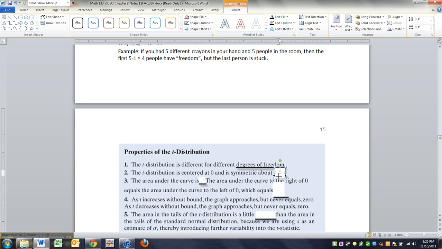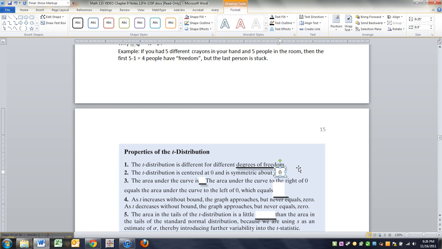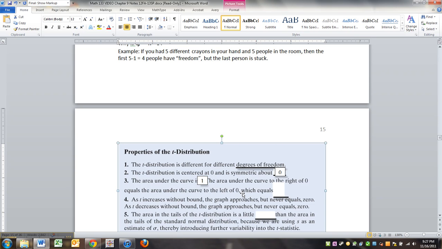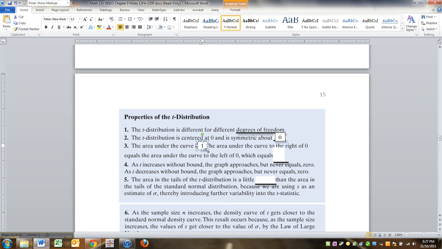Then the area under the curve. Well, the area under the entire curve has to be equal to 1, right? Because it's still a probability distribution. And probability distributions, as we learned from chapter 5, have to have an area equal to 1. What about the area to the right of 0 or the area to the left of 0? Well, if the whole thing is 1 and it's symmetric, then doesn't that automatically mean that half of it's on one side and half of it's on the other? So what's the area to the left and the right of 0? It's 0.5.